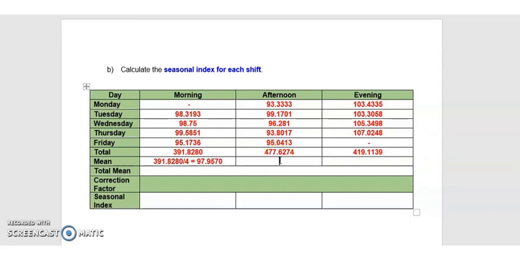Okay, for afternoon shift, 477.6274 divided by, so how do you get this value? You total up how many numbers? 1, 2, 3, 4, 5. So divide by 5. This one you will get 95.5255. So similarly, this one, 419.1139 divided by, so how many numbers did you total up just now? 1, 2, 3, 4.